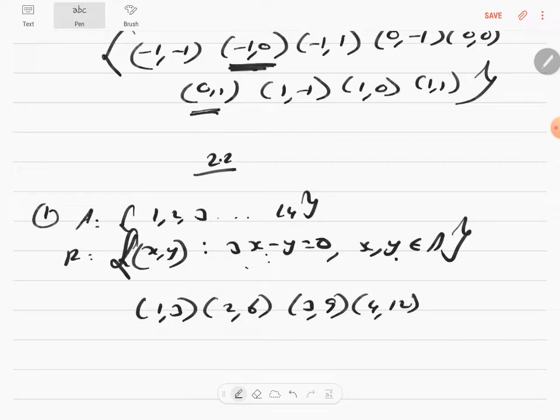What is the problem? Why are you not answering? How, ma'am? X and y, look carefully. X and y belong to A. A has been given. So here there is an equation. Just put 1 for x, what is y? Put 2 for x, what is y?